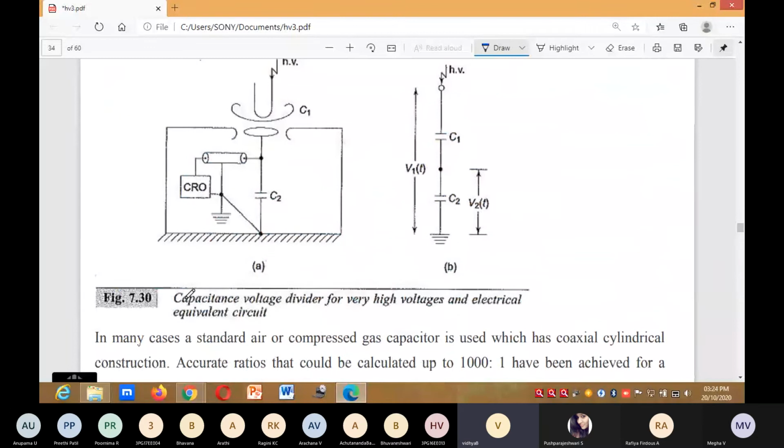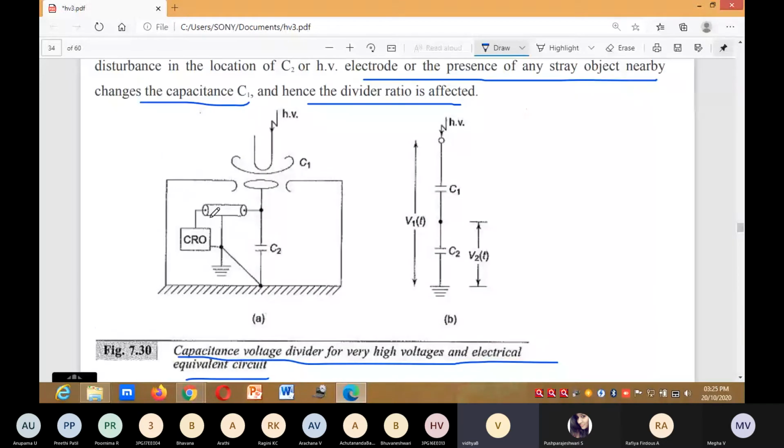This is the diagram of the capacitance voltage divider for extra high voltage and its electrical equivalent circuit. C1 and the cable, and C2 is connected to the CRO.